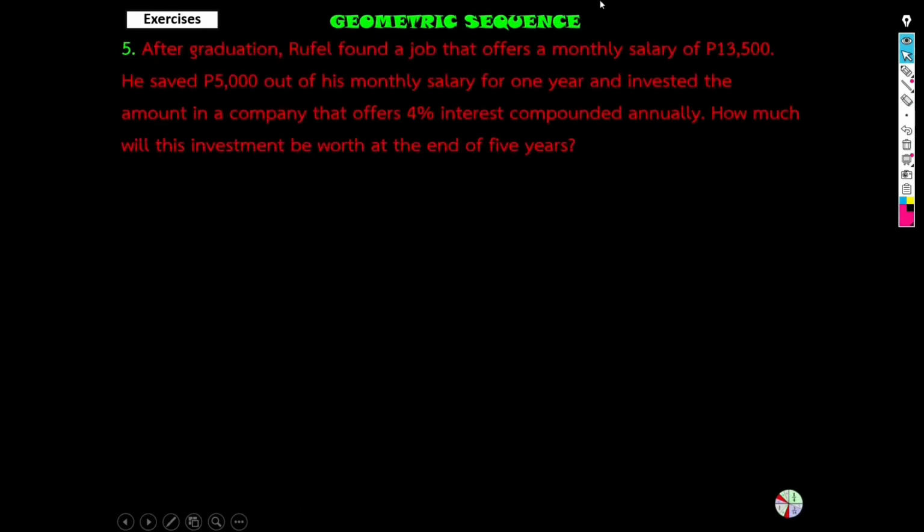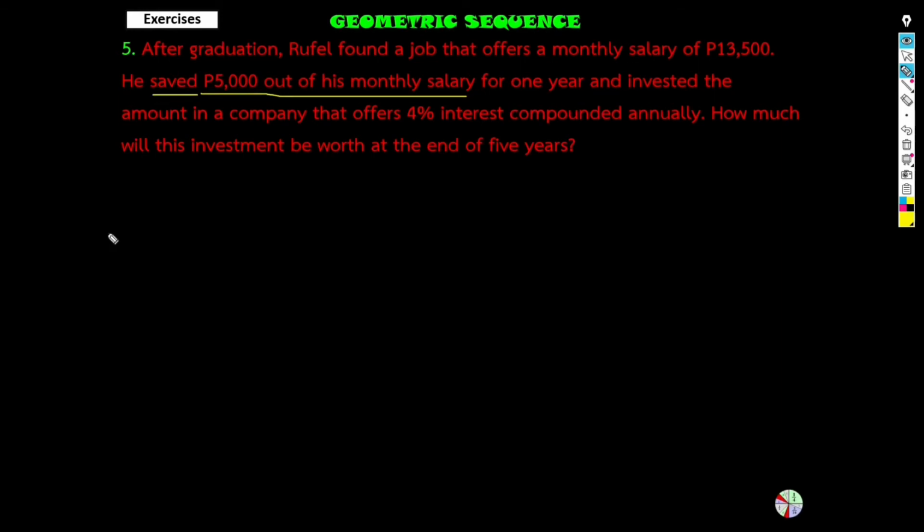Question number 5. After graduation, Rufel found a job that offers a monthly salary of 13,500. He saved 5,000 out of his monthly salary for 1 year and invested the amount in a company that offers 4% interest compounded annually. How much will this investment be worth at the end of 5 years? So we will not think about the monthly salary, but we will just look at the 5,000 which he saved from his monthly salary.